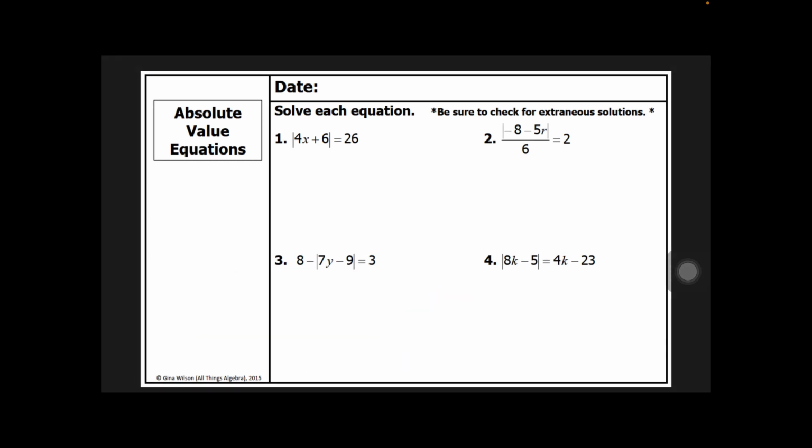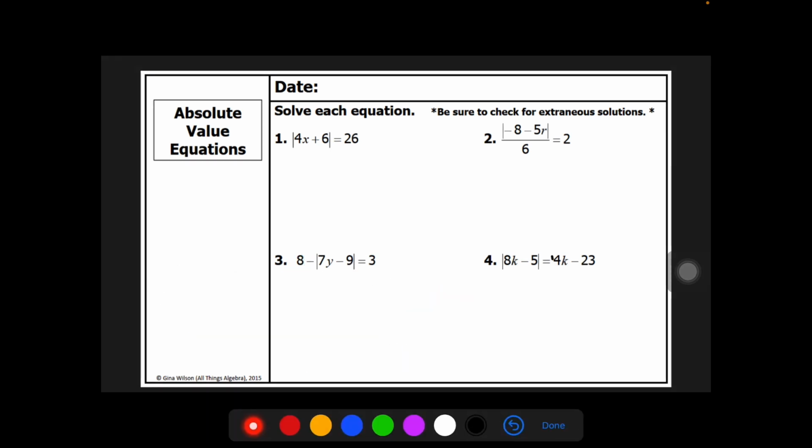For this last one, we are going to treat all of this like a quantity over here. And so we're going to get 8k minus 5 equals positive 4k minus 23. We're going to move these values to the other side to combine like terms. 8 minus 4 is 4k, and that's equal to negative 23 plus 5, or negative 18. Divide by 4. We get k is equal to negative 18 over 4, or negative 9 halves, or negative 4.5.